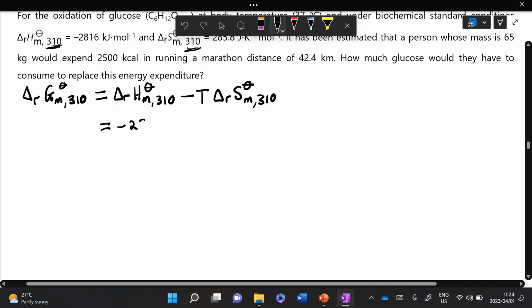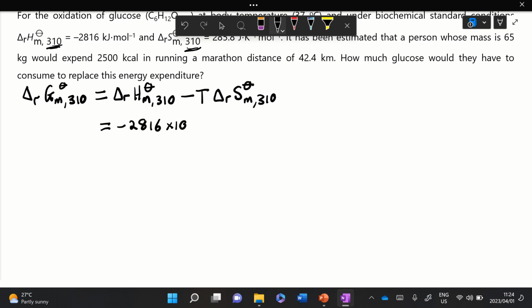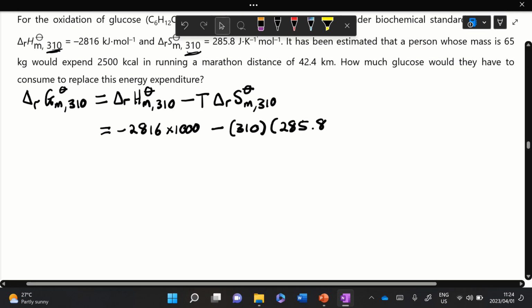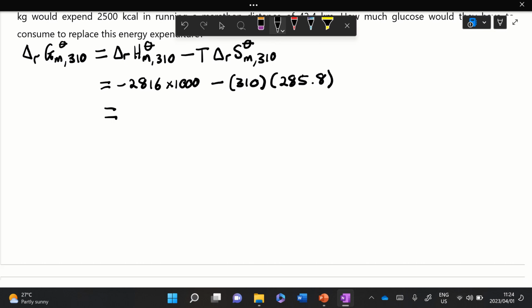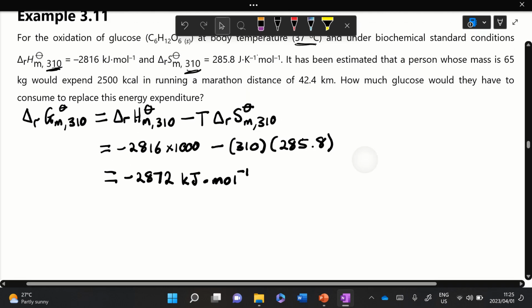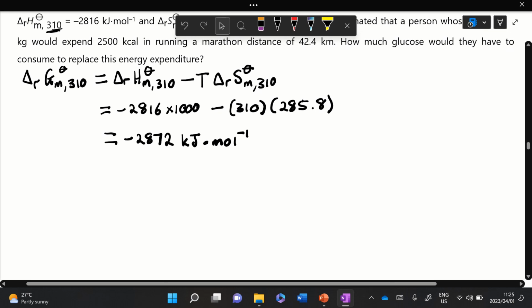This is minus 2816 times 1,000 because it's kilojoules, so we want to work in joules. This is minus, we're working at 310 Kelvin, 285.8 joule per Kelvin per mole. So the kelvins will cancel, and that gives us a value of minus 2872 kilojoules per mole. Now I've rounded, but you shouldn't round. So that gives us an idea of how many kilojoules we'll get per 1 mole of glucose.